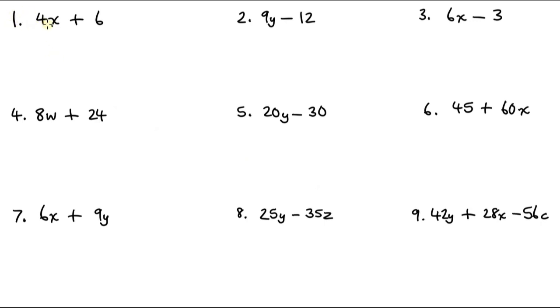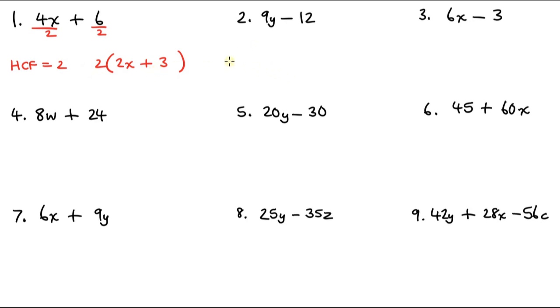So the first one, 4x plus 6. Let's first of all work out the highest common factor of these two terms. And the highest common factor is 2. So we're going to divide both of these terms by 2. So 2 is going to be outside our brackets. And then inside our brackets, we're just going to do 4x divided by 2, which is 2x. And then we're going to add on 6 divided by 2, which is 3. So this here is my final answer.